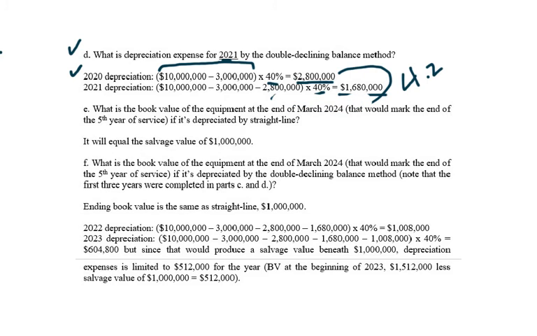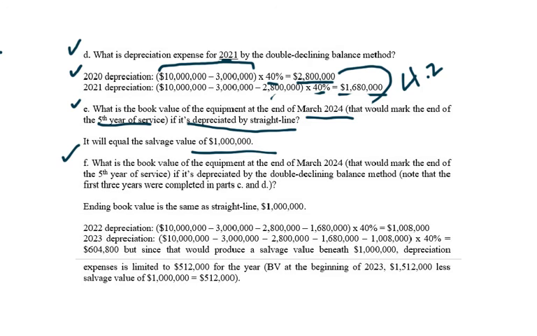I'm just cleaning that up a little bit there. All right, so E is asking what's the book value of the equipment at the end of March 2024, which would be the end of the 5th year of service if we use straight line. Of course, the way straight line works, it's a self-fulfilling prophecy. In other words, book value at the end of its last year of useful life will always equal salvage value. Why? We set that $1 million aside, so it'll just equal $1 million. You don't even have to do the calculations. You just know that's going to happen. And I alluded to it earlier as well.